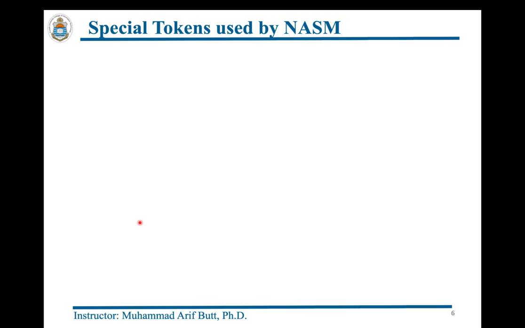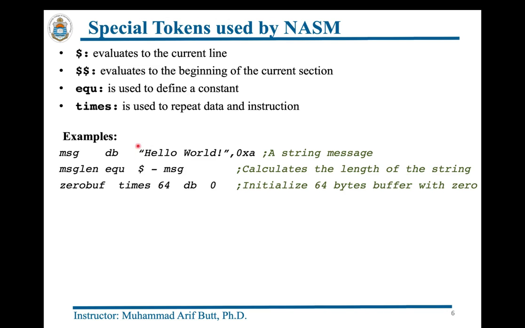Well, dear students, let me take this opportunity to discuss some special tokens used by NASM that you will come across in many assembly programs. The first is the dollar, which evaluates to the address of the current line. Dollar-dollar evaluates to the beginning of the current section. EQU, we have used this. This is used to define constants. And this times, this is a token that is used to repeat data and instructions. And these are some of the examples for your understanding.